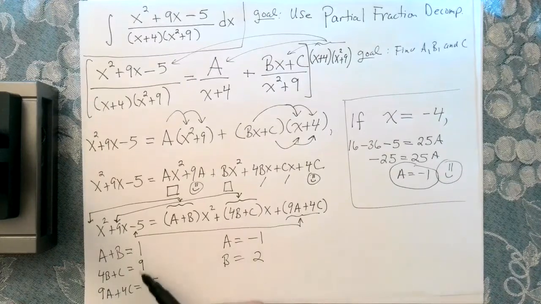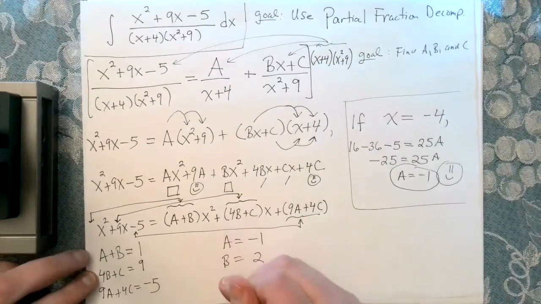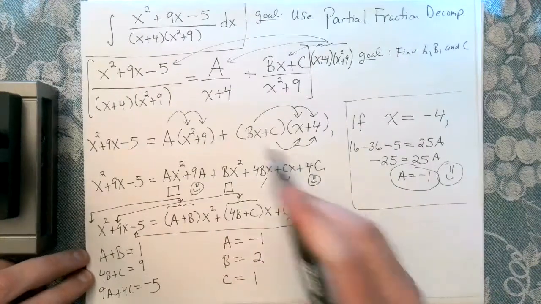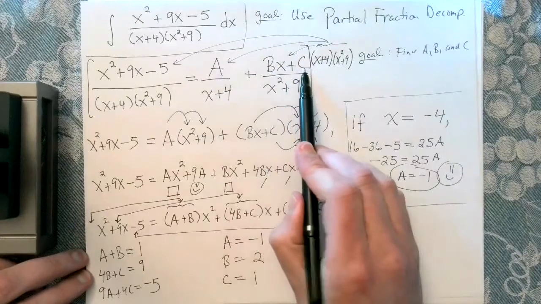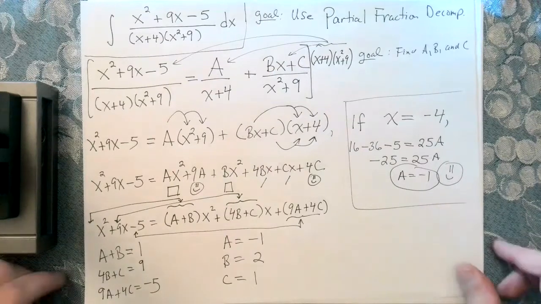So now I can use either of these equations to find c. Let's use this one. So 4 times b, that's going to give me 8, plus c is 9. C must be 1. And so now I know a, b, and c. So what does that mean for us?